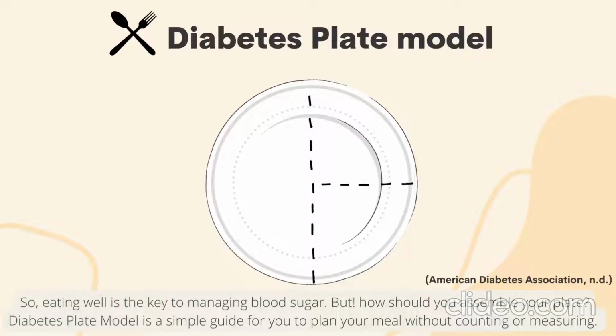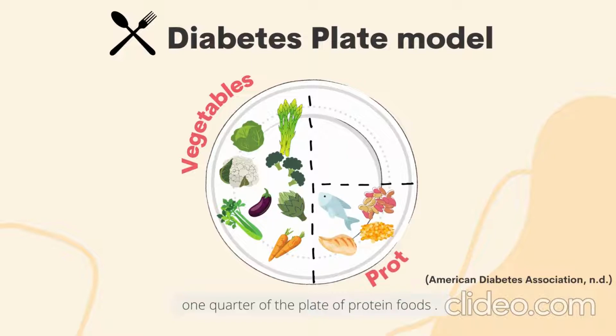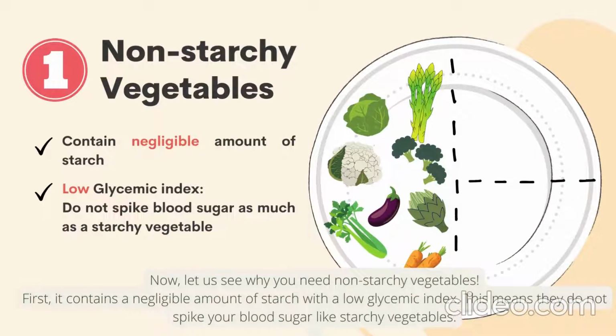So, eating well is the key to managing blood sugar. But how should you assemble your plate? The diabetes plate model is a simple guide for you to plan your meal without counting or measuring. First, fill half of your plate with non-starchy vegetables, a quarter of the plate with protein foods, and the last quarter with carbohydrate foods.